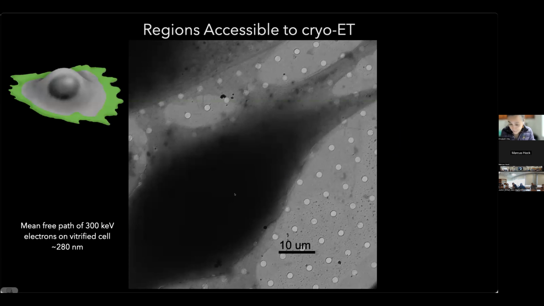Now, this all sounds great. And when the resolution revolution came, we were certainly ready. But the issue is that I told you we use transmission electron microscopes, and they have a mean free path in this mushy frozen material of about 280 nanometers.